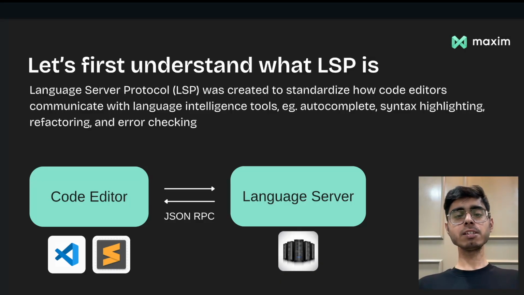So most of these modern code editors like VS Code or Sublime or Atom, they communicate with the language server using JSON remote procedure calls. This language server receives the small part of the code that the user has written and helps us in auto-completion of it, syntax highlighting, refactoring, and error checking.